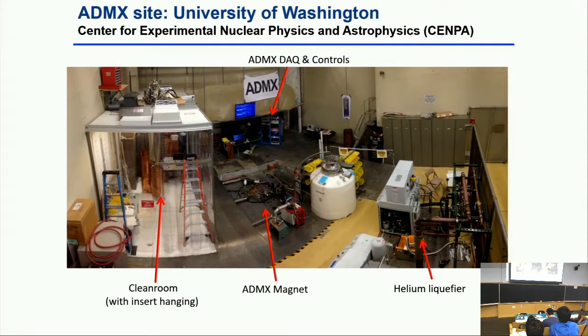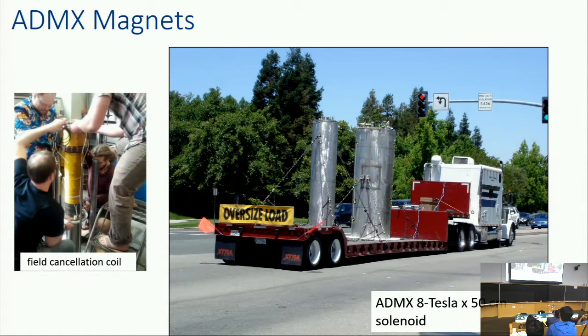So this is what the site setup looks like. It's located at the University of Washington. The magnet is in a pit in the floor for safety, and there's a helium liquefier and a clean room. You can see this is a pretty small university scale experiment. It's not some huge national lab thing or in an underground lab, if you don't like going underground.